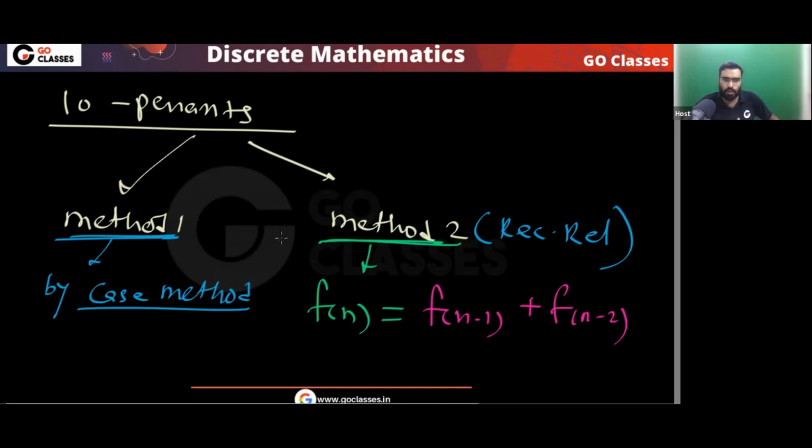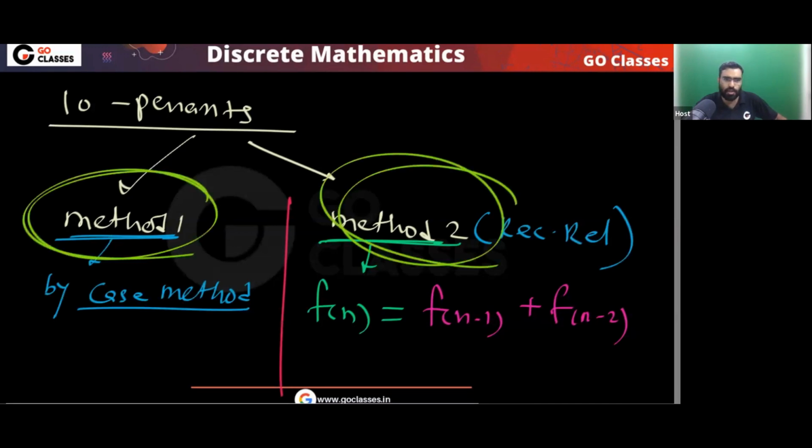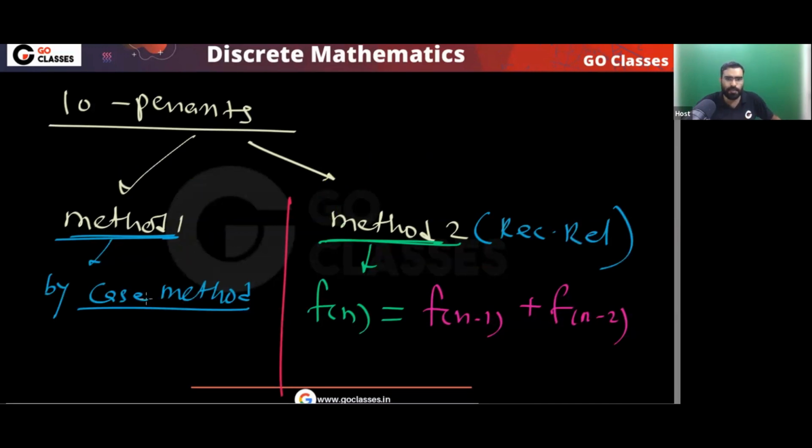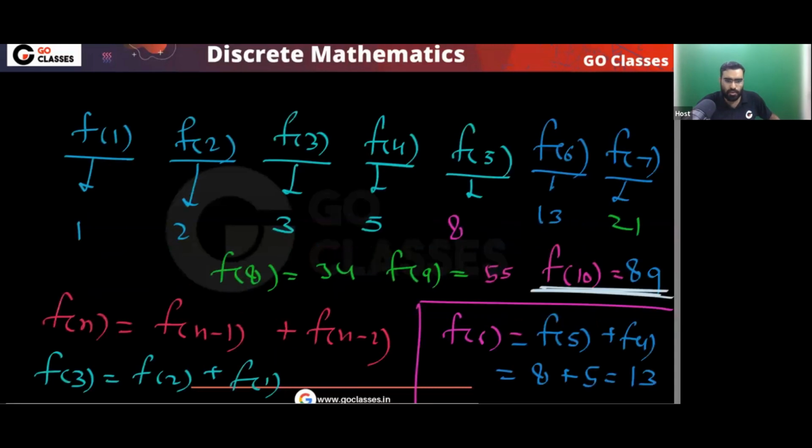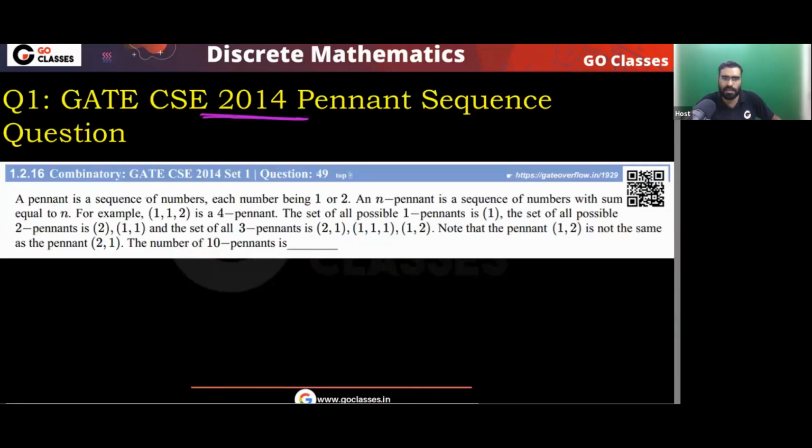So we have seen two methods to solve this question. Tell me, did you understand both of them, this method also and this method also? Second point, which method did you like more? You can tell me. Anyway, this is your GATE 2014 question.